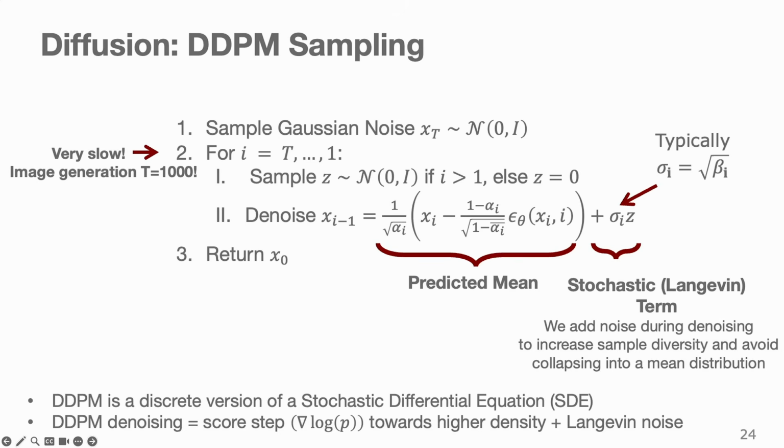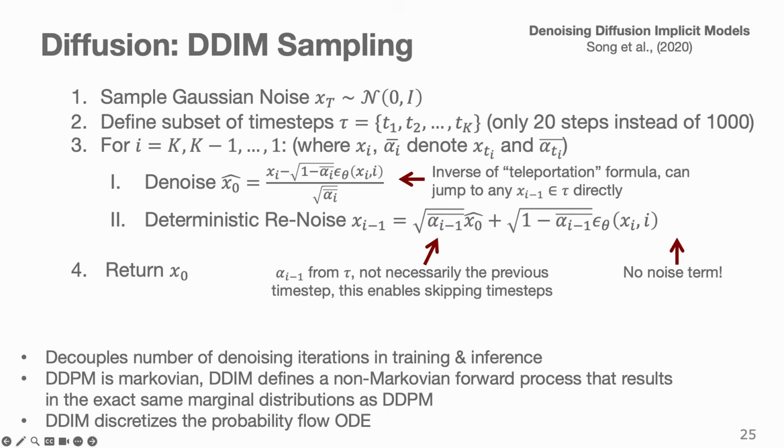Okay, and then in practice, DDPM can take a long time to denoise. For an image, for example, it could be around 1,000 steps. So it's really slow and therefore also difficult to apply in robotics, where we care, for example, about real-time control. DDIM solves this issue by decoupling the number of denoising iterations in training and in inference. The key insight is that instead of stepping through all the time steps, we define a small subset, maybe let's say just 20 steps instead of 1,000, and then jump in between.